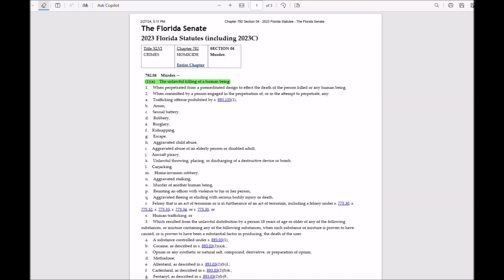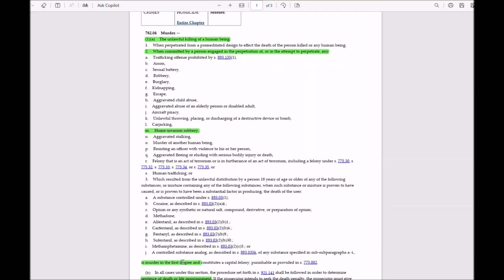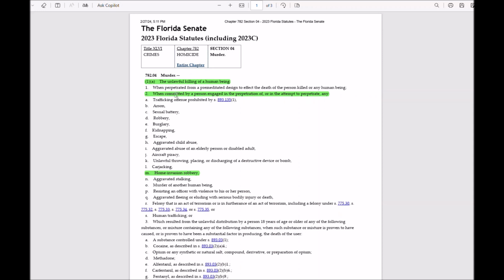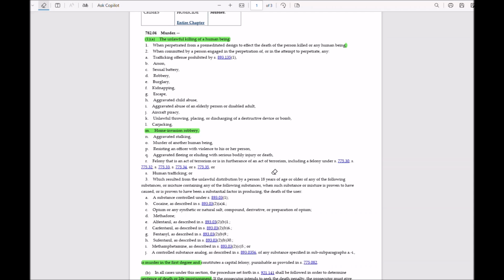The second condition is the unlawful killing of a human being when committed by a person engaged in the perpetration or in the attempt to perpetrate any, and as in the case of Matthew Nicole, is home invasion robbery. Section M is murder in the first degree. I see plenty of defense attorneys not including this section 2 of Florida's law. Anybody that premeditates a murder and gets caught is first degree murder. So when you commit number 1 or number 2, including home invasion robbery, it is murder in the first degree.